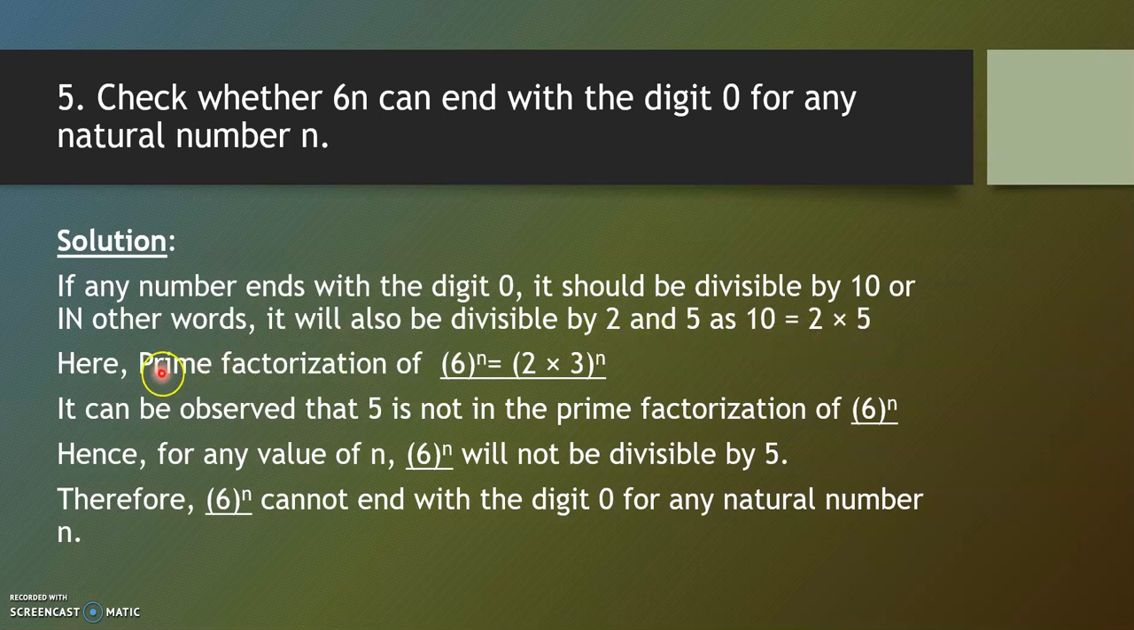So as here the prime factorization of 6 raised to the power n is equal to 2 into 3 raised to the power n. यहाँ पे जो आपको नंबर दे रखा है that is 6 raised to the power n. ठीक है. अब 6 raised to the power n को जब आप prime factors निकालते हैं तो it will be 2 into 3 raised to the power n. So you can see that there is no 5 in it. इस प्राइम फैक्टराइजेशन में 5 नहीं दिख रहा है, इसकी वजह से 6 raised to the power n can never end with 0.